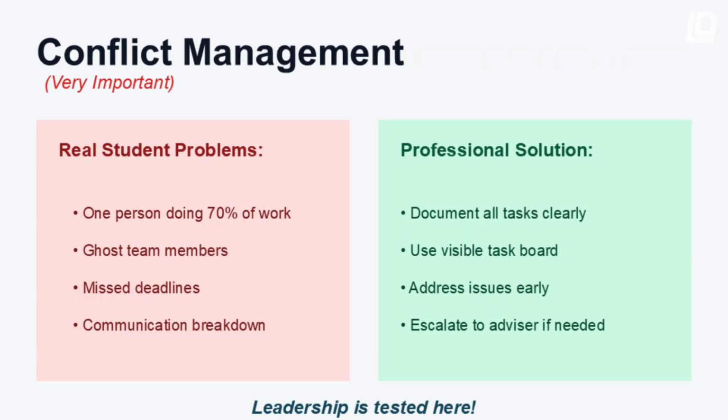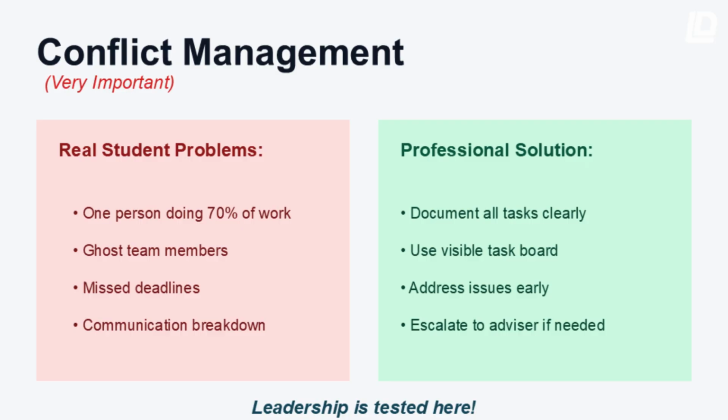Now let's talk about something crucial that nobody teaches you: conflict management. Here are the real student problems you'll face. One person ends up doing 70% of the work. Classic capstone problem: ghost team members who disappear after the first week. Missed deadlines that cascade into panic at the end. And communication breakdown where nobody knows what anyone else is doing. Sound familiar? Here's the professional solution.